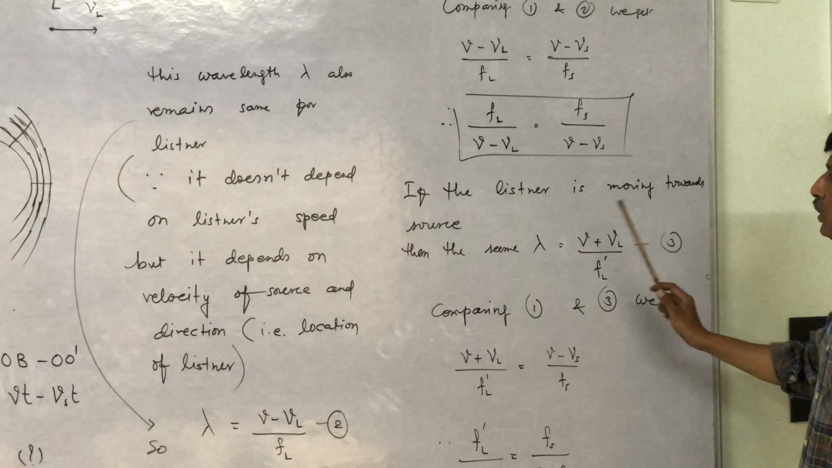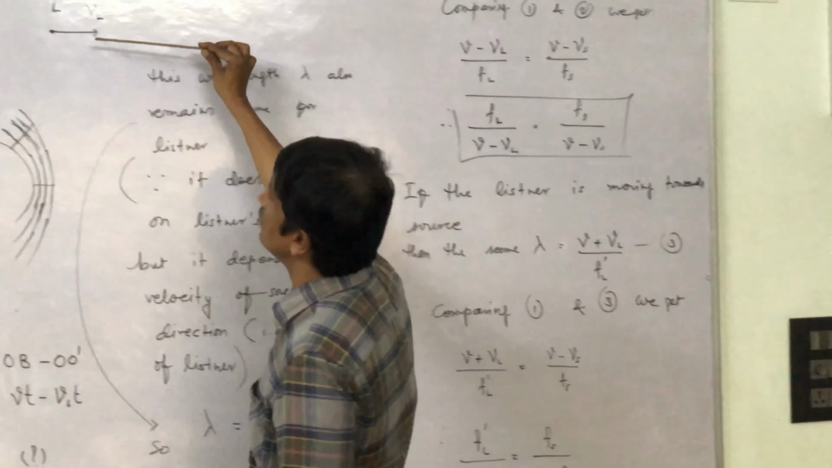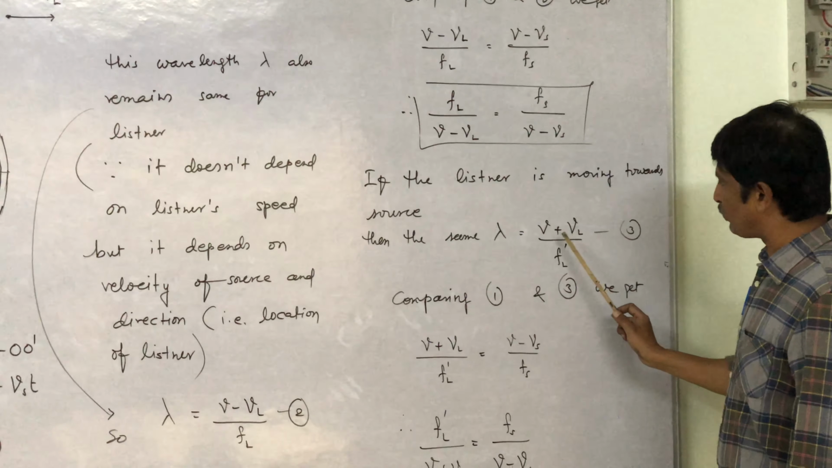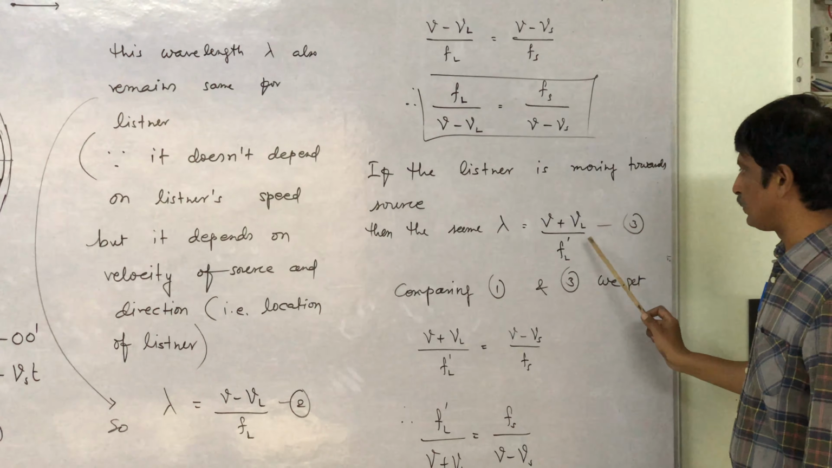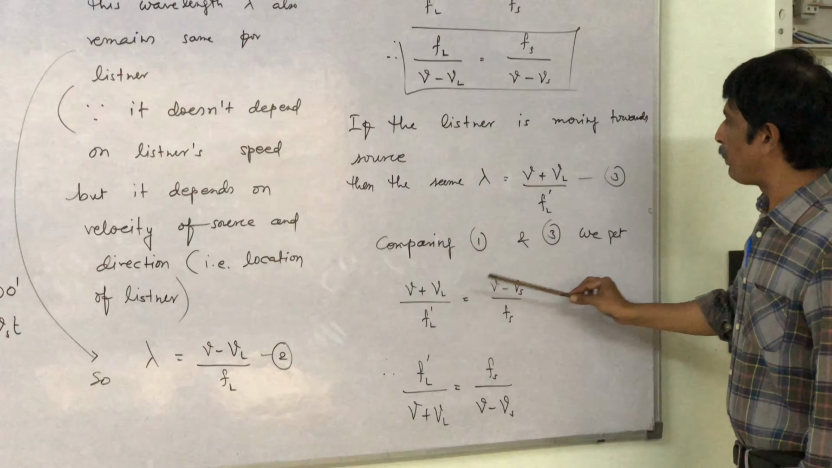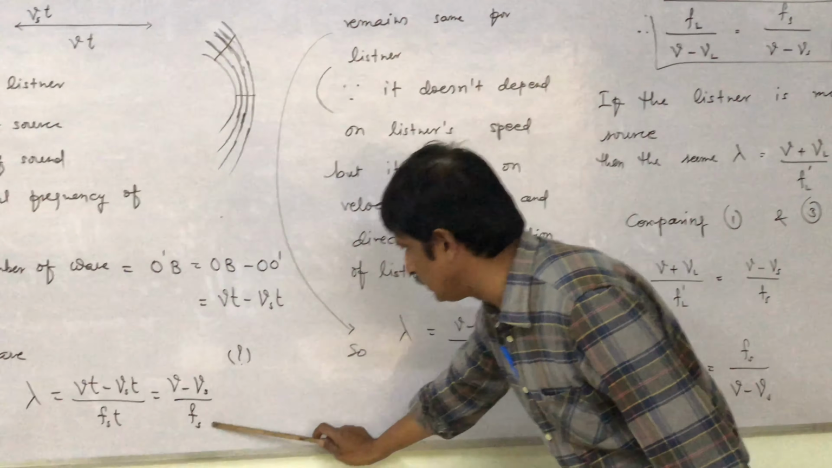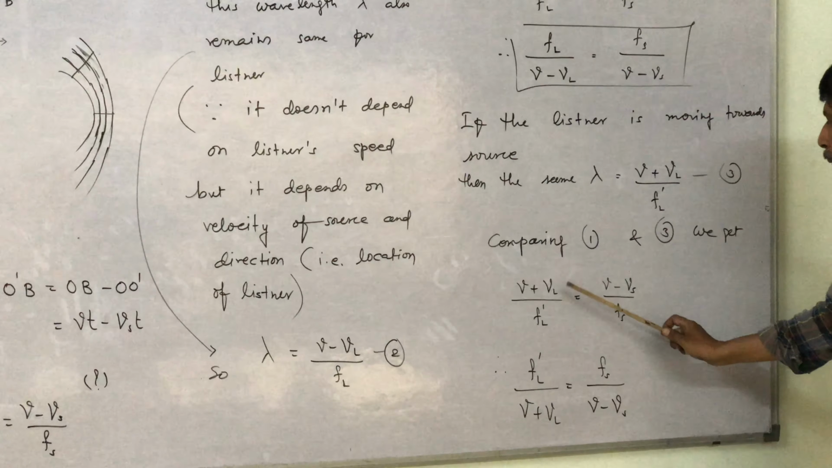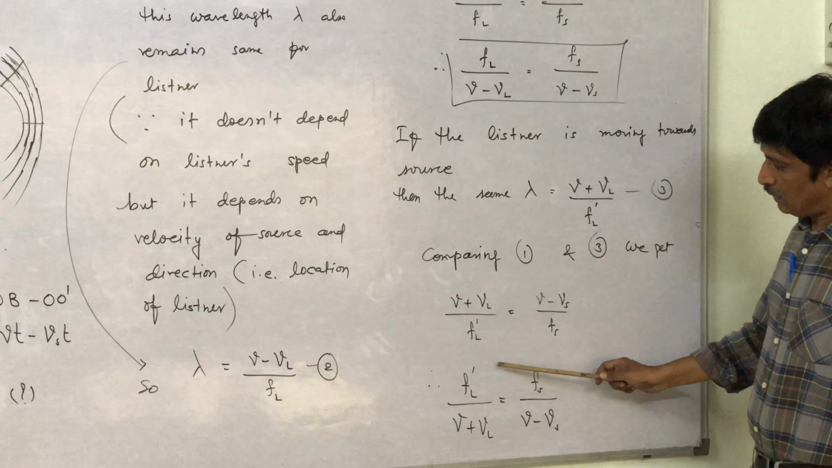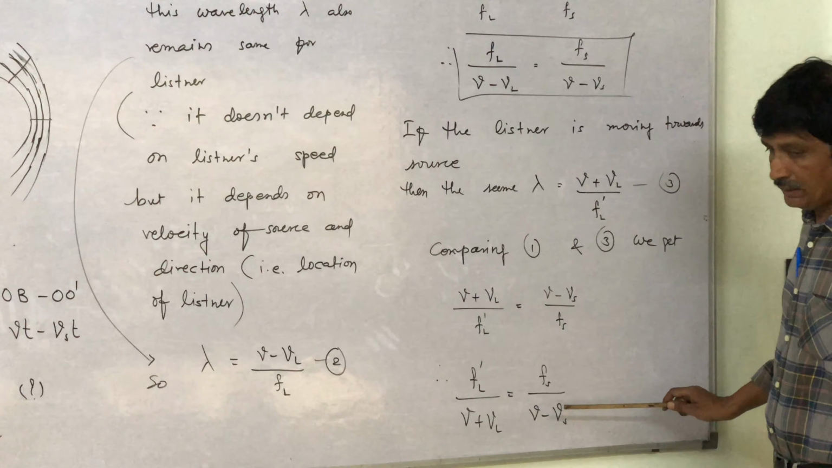If the listener is moving towards the source, then the same lambda applies. With the listener moving this way, the velocity of sound for this listener is v plus vl, and suppose the frequency experienced by the listener is fl dash. So comparing 1 and 3, this one is 1 and this one is 3, (v plus vl) by fl dash equal to (v minus vs) by fs. Rearranging the terms, fl dash by (v plus vl) equal to fs upon (v minus vs).